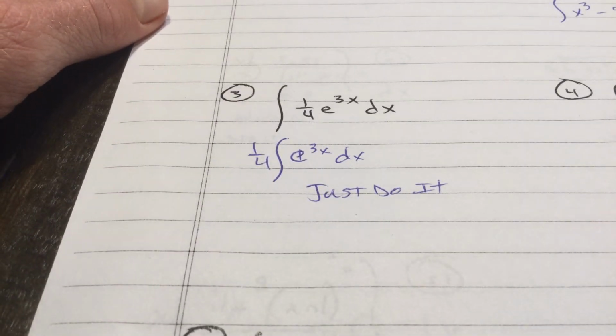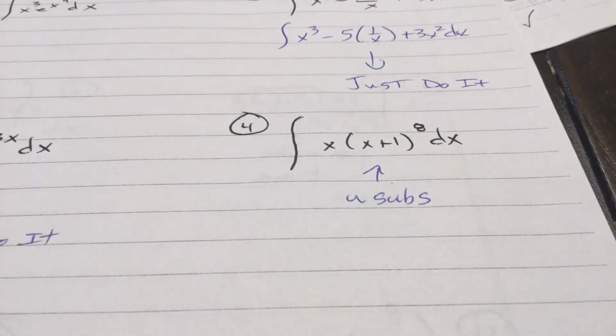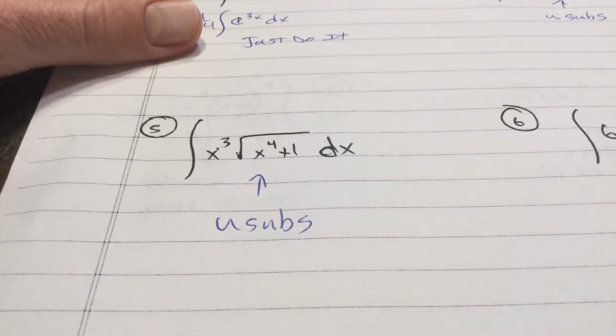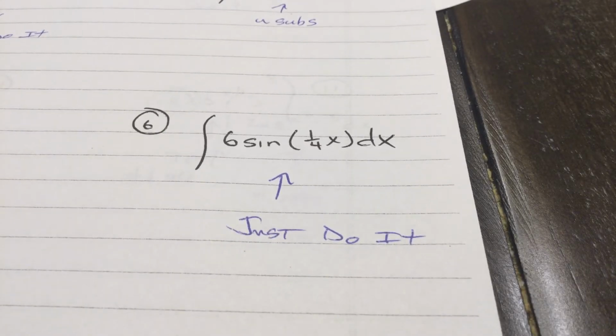Put the quarter out there. Again, you know how to take the antiderivative of e to the 3x. Number 4, use substitution before. You don't want to multiply x plus 1 8 times. Use substitution on 5, so don't do that one yet. Just do this one, okay? You guys got it.